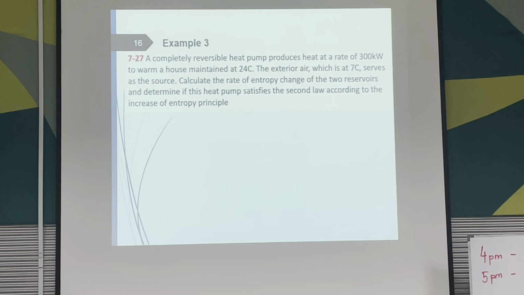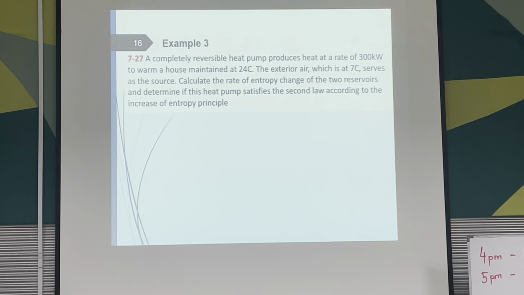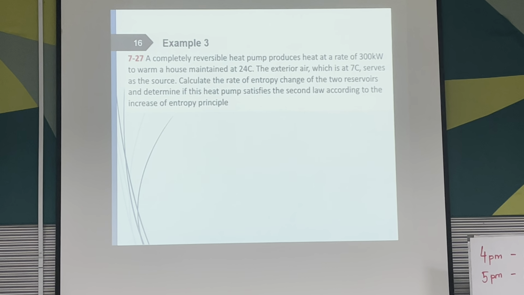Alright, now we look at another example again. Example 3. A completely reversible heat pump produces heat at a rate of 300 kilowatts to warm a house maintained at 24 degrees Celsius. The exterior air, which is at 7 degrees Celsius, serves as the source. Calculate the rate of entropy change of the two reservoirs and determine if this heat pump satisfies the second law according to the increase of entropy principle.